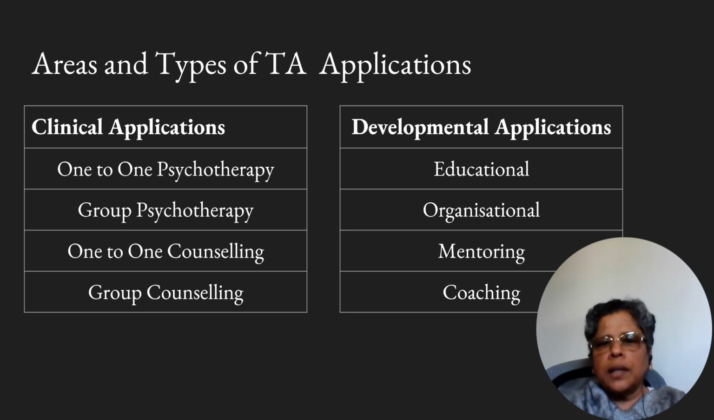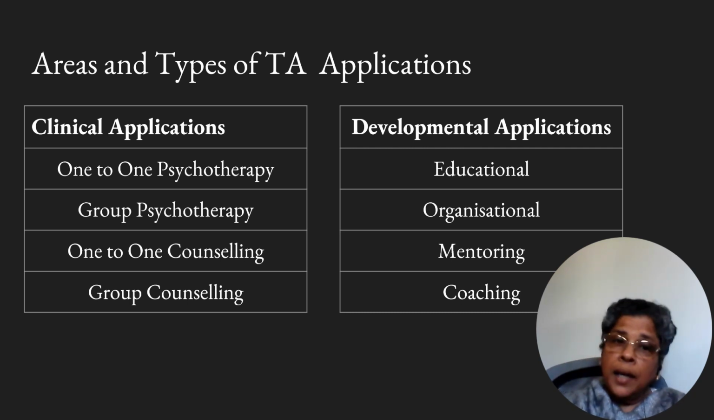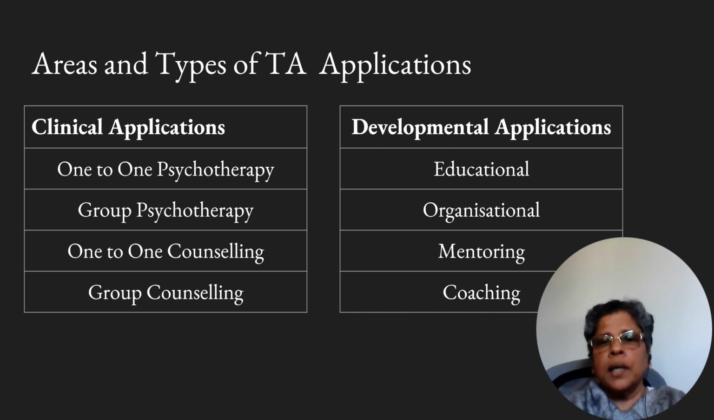Here we must understand that in TA, mental health and mental ill health are together perceived as a continuous spectrum. The most severely affected with mental ill health need therapy. The less affected are managed by counseling, both being known as clinical applications. On the other hand, educational applications are attempts to prevent.